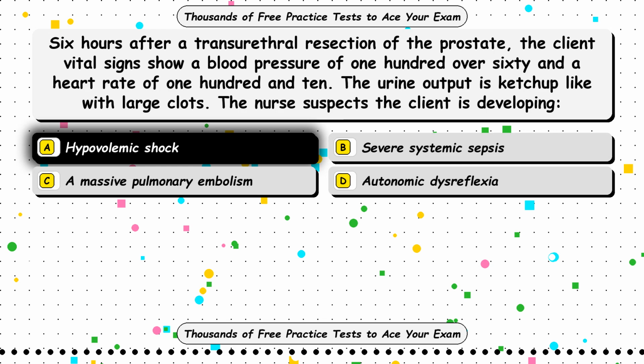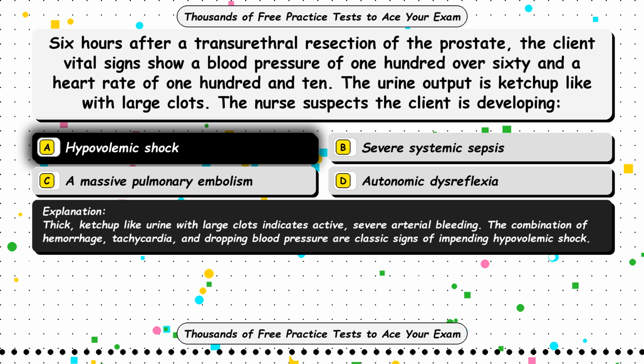The correct answer is option A. Hypovolemic shock. Thick, ketchup-like urine with large clots indicates active, severe arterial bleeding. The combination of hemorrhage, tachycardia, and dropping blood pressure are classic signs of impending hypovolemic shock.